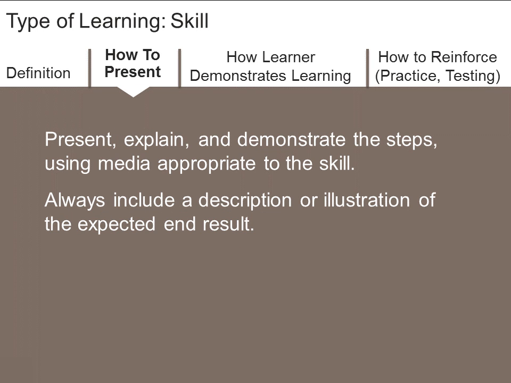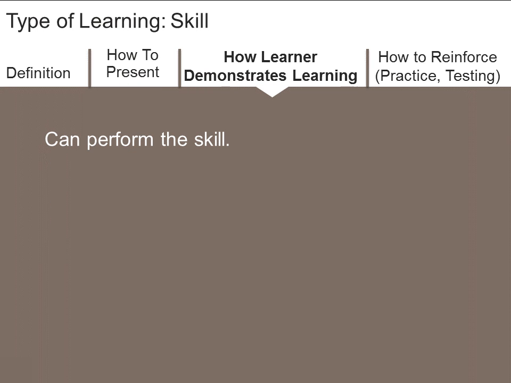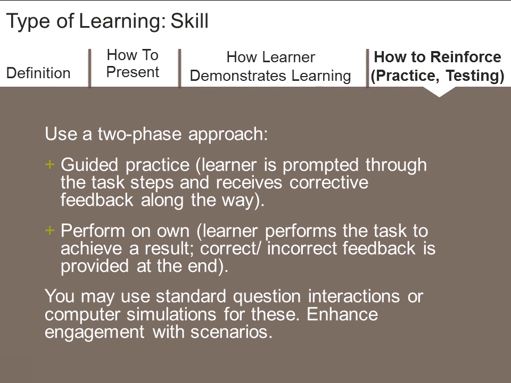All right, so how do you present that? Well, you present, explain, and demonstrate the steps, and again, use appropriate media. You can always include a description or illustration of the expected end result, right? In other words, what does good look like? What does success look like? How do I know when I've got it? Show them a picture of that. For the learner, they actually have to demonstrate the thing, right? You have to do the skill to show that you've learned it.